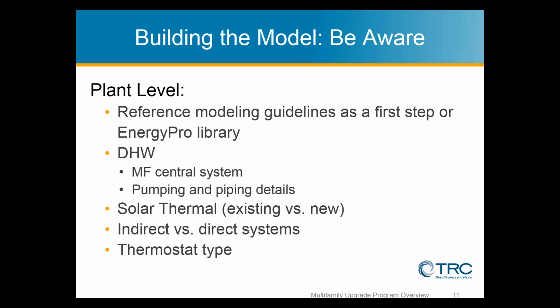So looking at the domestic hot water system, one of the common mistakes is if the system serves more than 8 units in a building, the multifamily central system box needs to be checked. And we'll go into examples of some of these in an actual model here in just a moment. Additionally, if that box is checked, the pumping and piping details need to also be filled in and documented in your supporting documents.